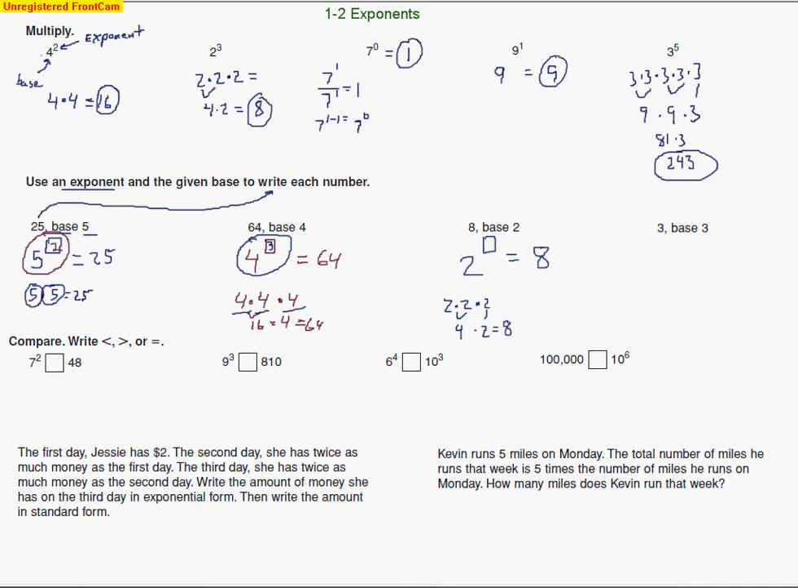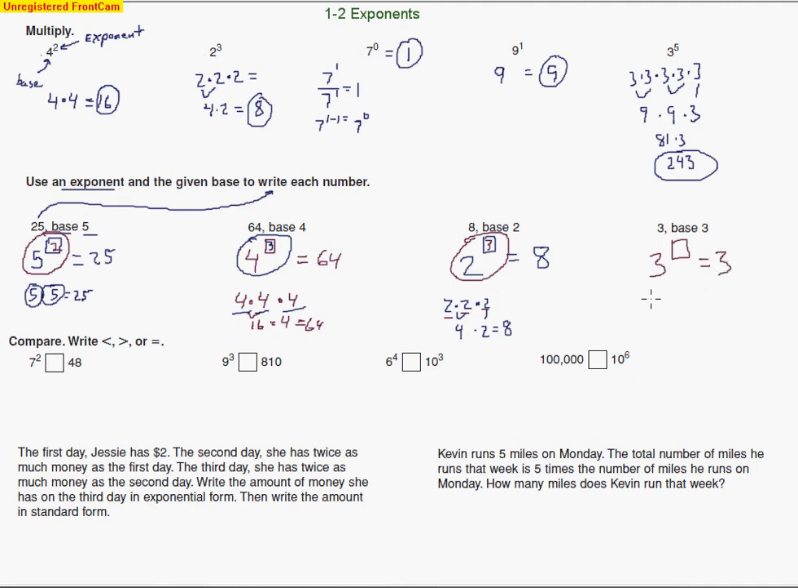So we'll count up how many 2's we multiplied. We had 1, 2, 3. So it's 2 to the third power. That's our answer.